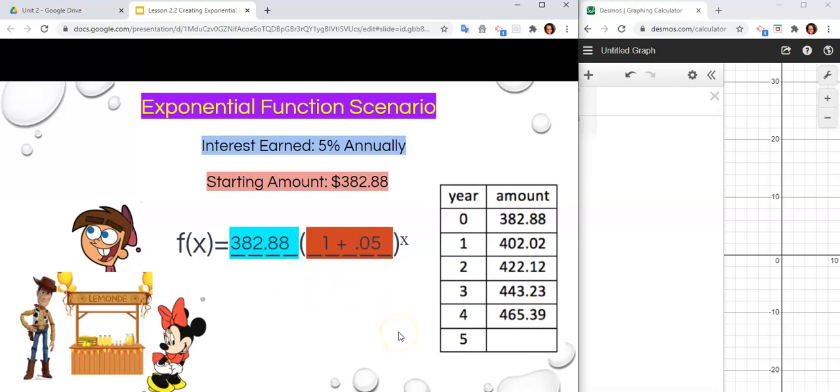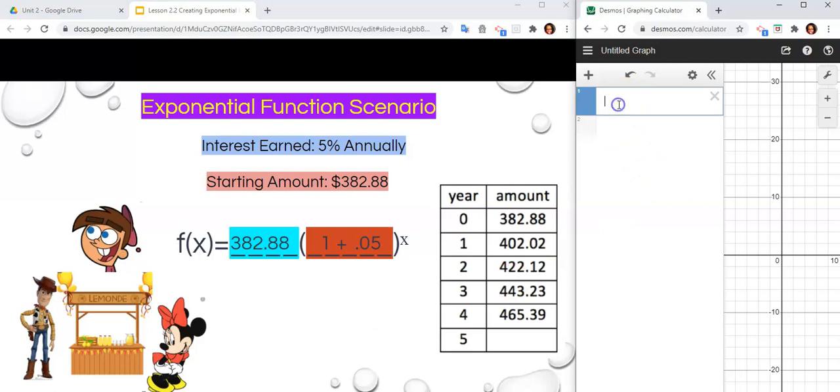Well, they want to know how much money they're going to have in their account after 5 years, because they're very eager. You know, they want to kind of see where they're going. So to do that, we're going to put that equation that we created, and we're going to go f of x is equal to $382.88, and that's going to be 1 plus 0.05%, and we're going to raise that to the x power.